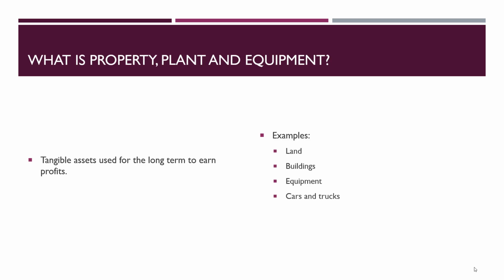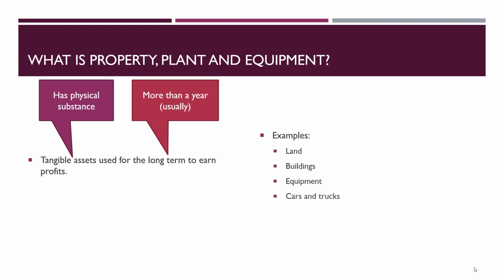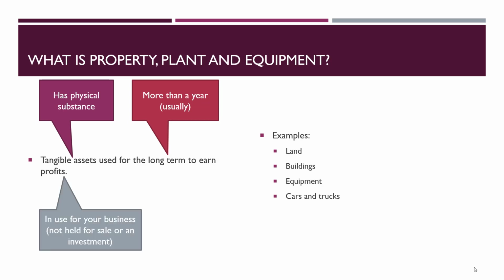Some examples of tangible assets would be land, buildings, equipment, cars and trucks, things like that. These are all things that have physical substance. In a way, you could say you can touch them, and you use them for more than a year in your business. If you buy land, you usually hold on to it to make a lot of money with it. You build things on it: buildings, equipment, cars and trucks again. And they're used to earn profits. In other words, they're used in your business rather than being held for resale.